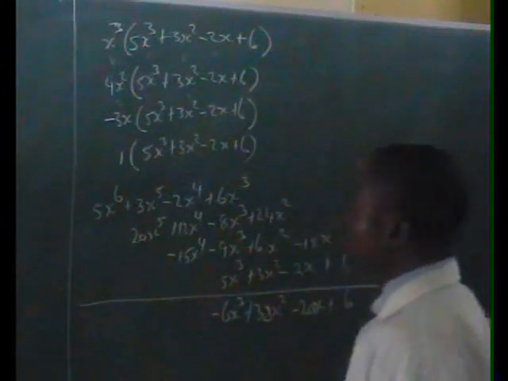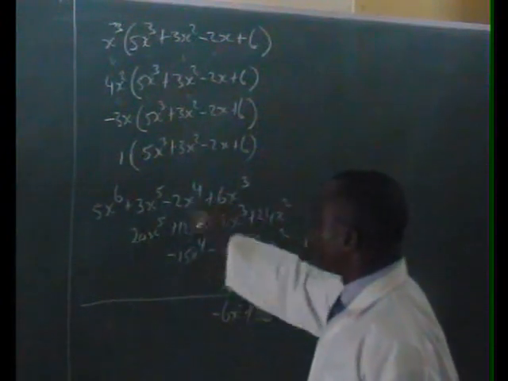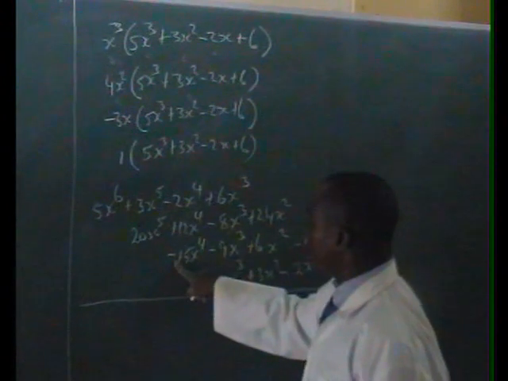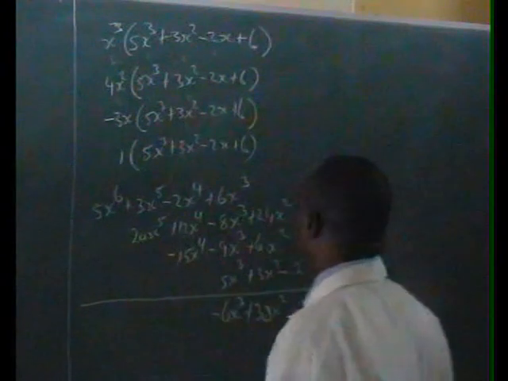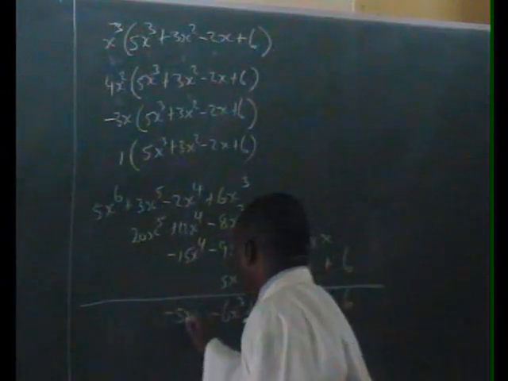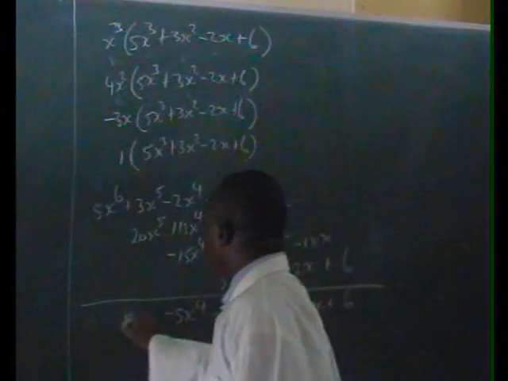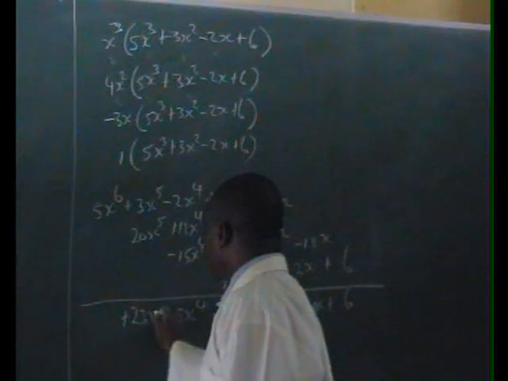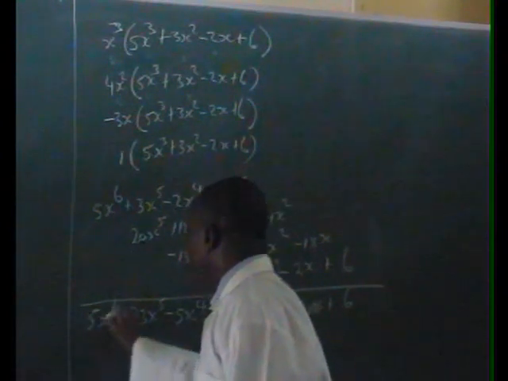The next one there we are going to look at is this particular power, power 4. So we have minus 2 minus 15, that is minus 17, plus 12 will give us minus 5x raised to power 4. So in this particular power, the one that has power 5, we have 23x raised to power 5. And so we have 5x raised to power 6.